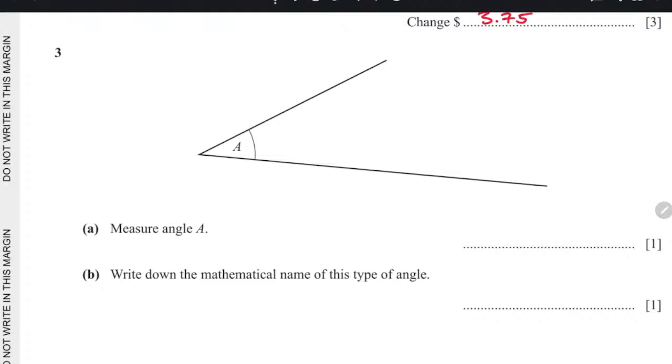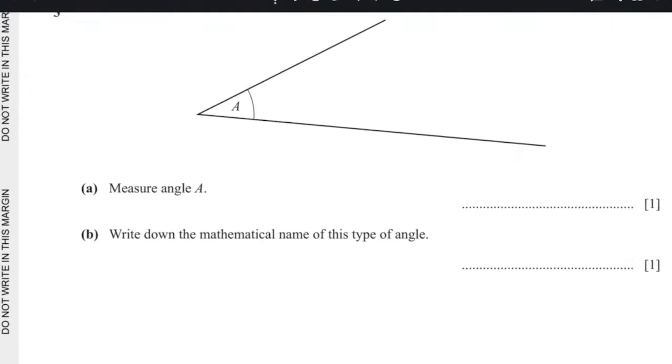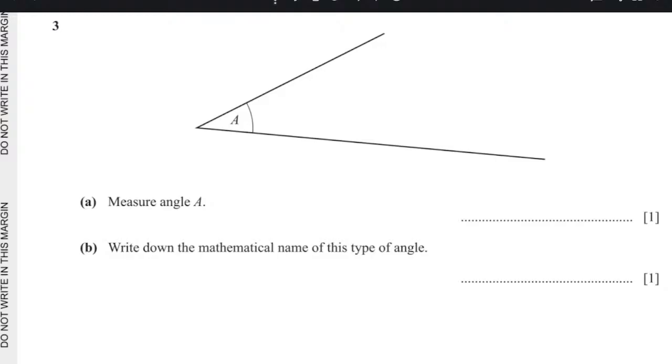Next, here is measure angle A. Write down the name of this type of angle. They say to measure angle A. You measure it with your protractor, right? Here's how you put your protractor. You can put it like this. Even if you put it like this, look at it. You put 0 here, here's your protractor. Then you make it start like this.